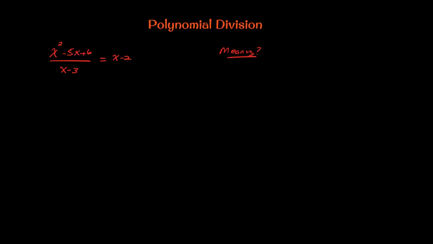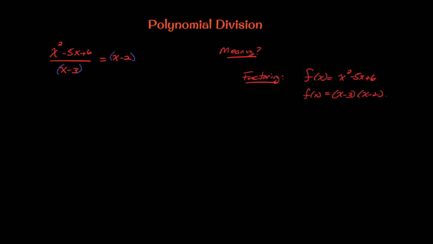Some of you may recall factoring. I always like to make the reference to how factoring works. If I set a function equal to x squared minus 5x plus 6, we could factor this and say that f of x equals x minus 3 times x minus 2. And notice that's exactly what we got. When we divide x minus 3 into our polynomial x squared minus 5x plus 6, we get x minus 2.